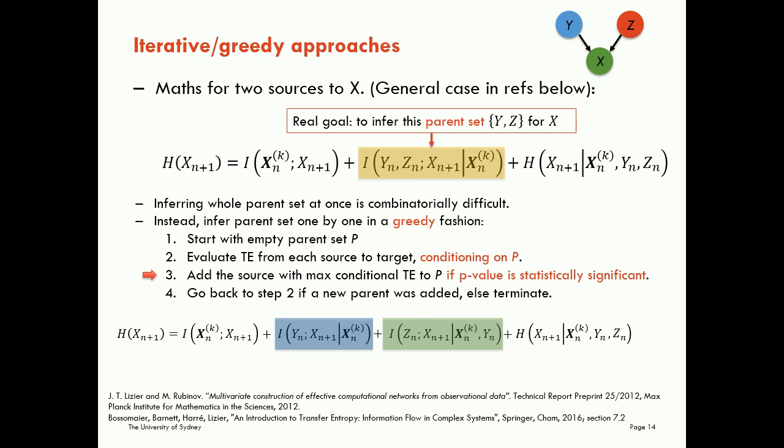Welcome back to our session on inferring effective network structure using the transfer entropy. In the previous short video, I gave you a first look at the iterative or greedy approach using multivariate transfer entropy for network inference. In this next short video, what I want to do is flesh out some of the subtleties around that and show you some more detail and steps there as well.